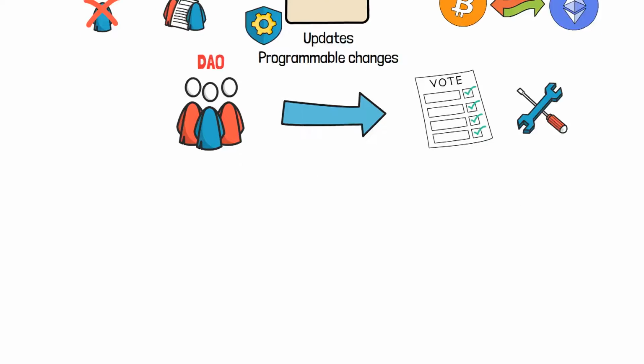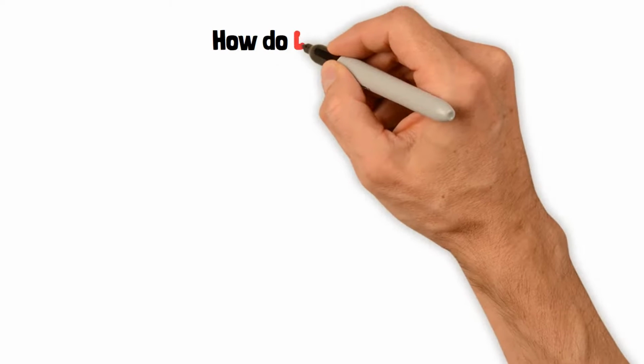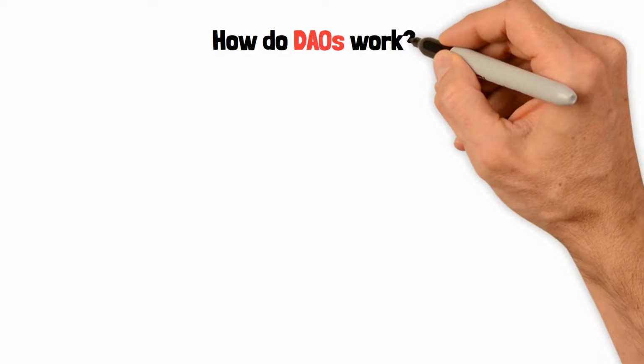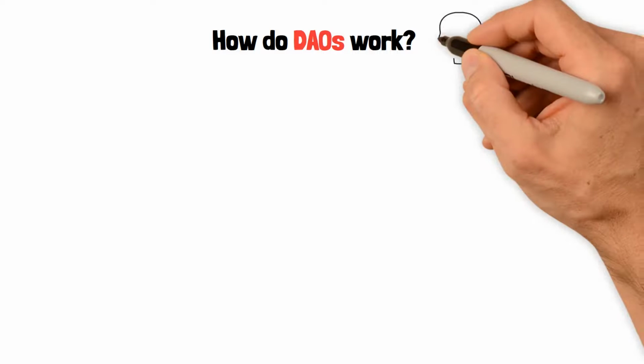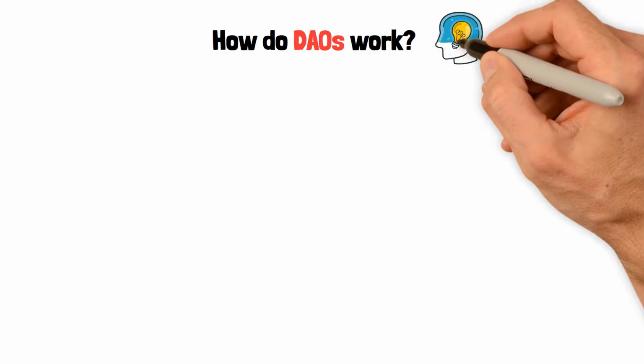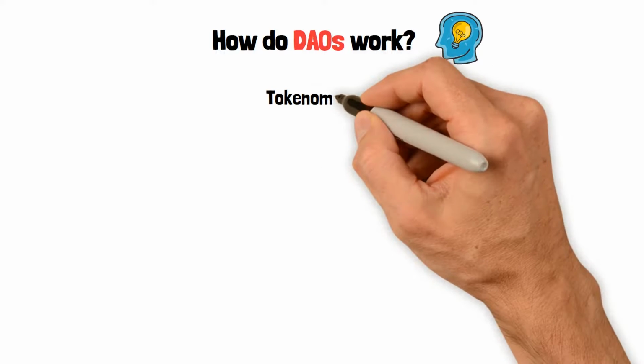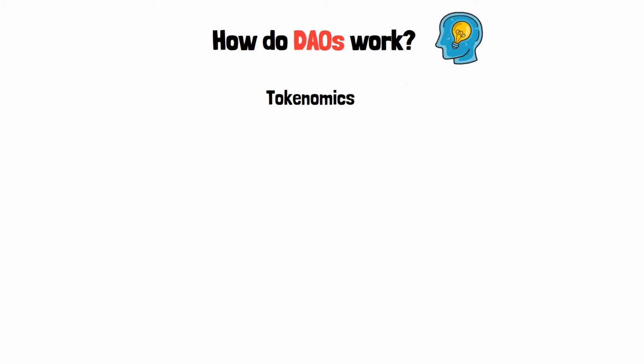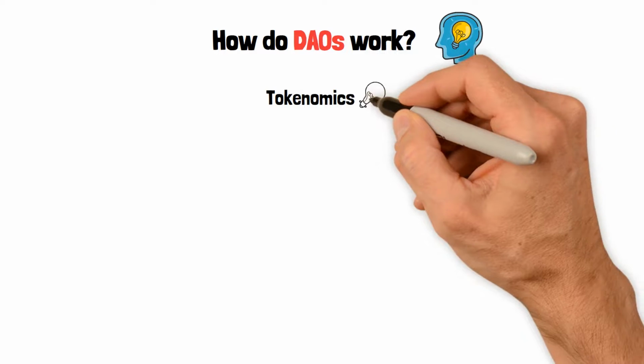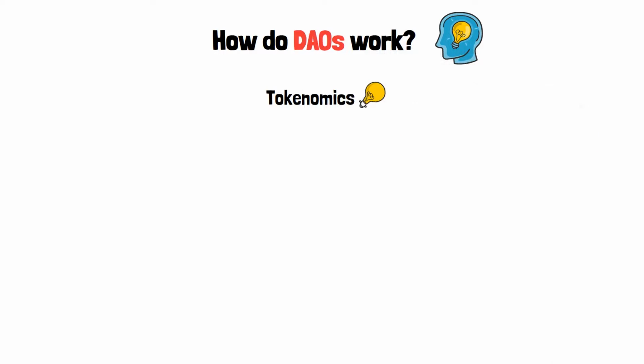Now that you have a bit of a better idea of what is a DAO, you might naturally wonder, how do they work? Well, the underlying idea behind DAOs is actually pretty simple. However, we're going to touch on a bit of tokenomics that will give you a better understanding of what to expect when it comes to DAOs.